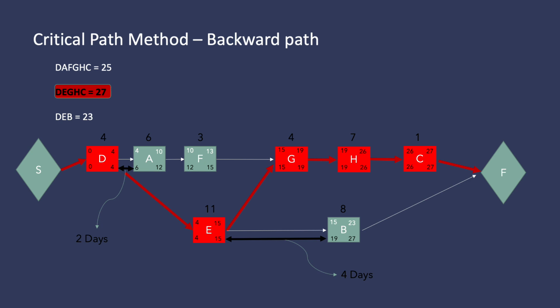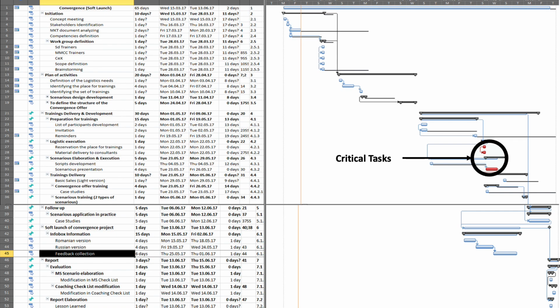Tasks which are on the critical path are called critical tasks. And here you can see red lines, which are actually on the critical path, and therefore are critical tasks. And if the duration of any of the critical tasks changes, the duration of the whole project will change.